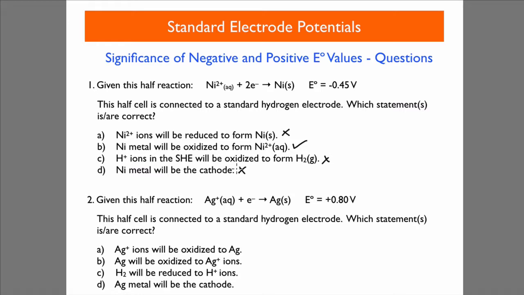Next one, we've got silver ions being reduced, positive this time. And so if it's positive, we know that the metal is going to be reduced. So it doesn't actually give us that option in the first two. Hydrogen will be reduced to H plus ions. It's not being reduced, it's being oxidized, so that's wrong too, which means the last one must be correct. If we know the metal is being reduced, the red cat, and the silver metal will be the cathode. So there we go.